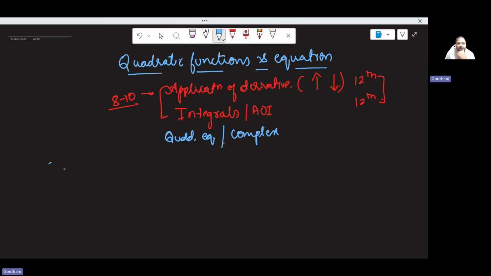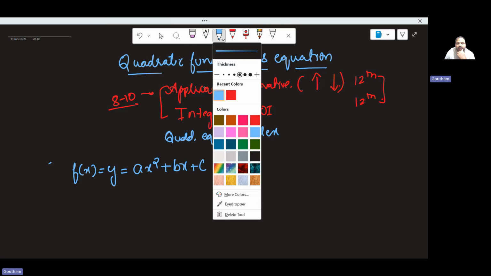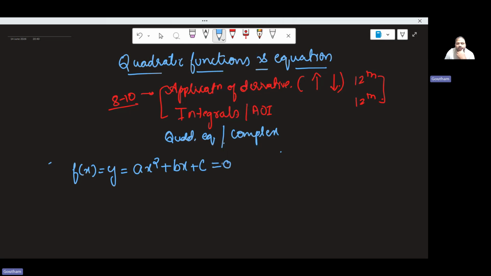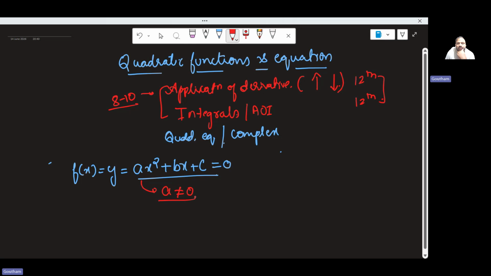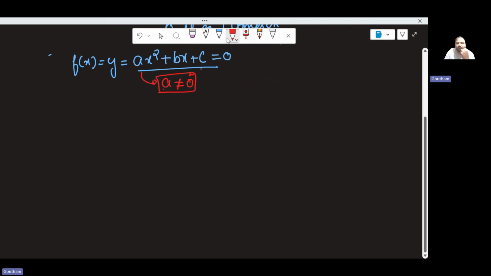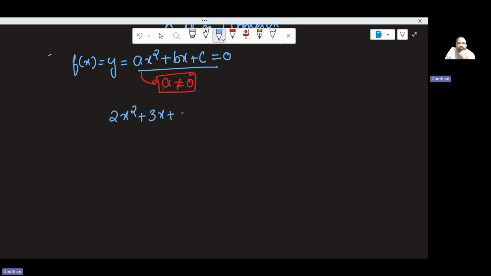Any function f of x is equal to y is equal to ax square plus bx plus c is a quadratic function. When it is equal to 0, we call it a quadratic equation. Here a should not be equal to 0. This is one of the most important characteristics. For example, 2x square plus 3x plus 4 is equal to 0. This is a quadratic equation.